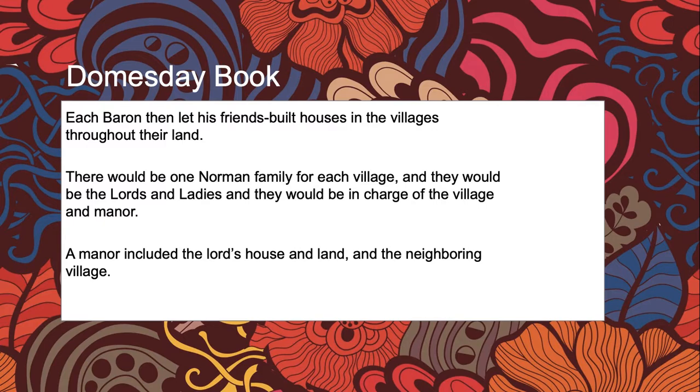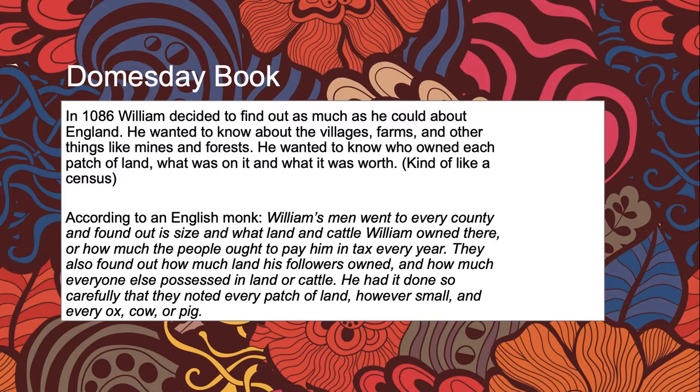Each baron then let his friends build houses in the villages throughout their lands. There would be one Norman family for each village, and they would be the lords and ladies, and they would be in charge of the village and manor. A manor included the lord's house and land and the neighboring village. In 1086, William decided to find out as much as he could about England.